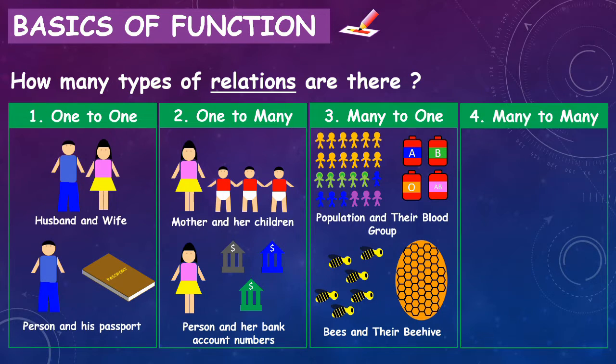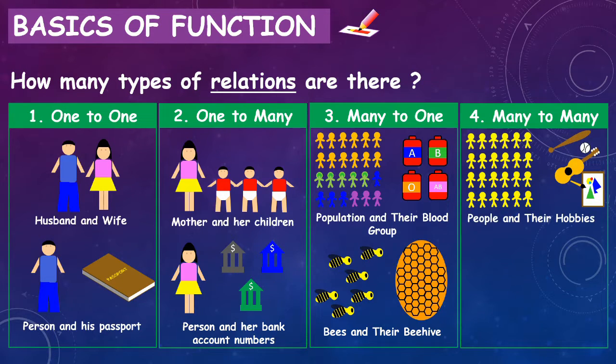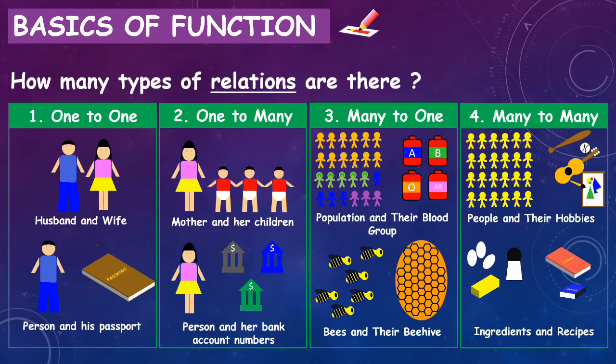The last relation is many to many. An example of this is people and their hobbies. People can have many hobbies, and each of the hobbies can have many groups of people doing them. Another example is ingredients and recipes. Ingredients can belong to many recipe books, and each recipe can have more than one ingredient.